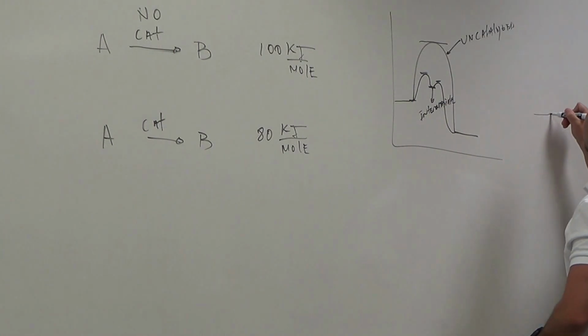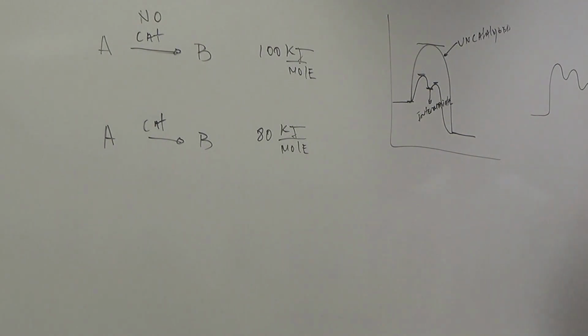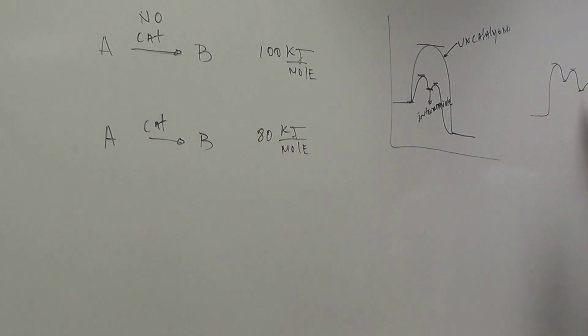So if you have one that looks like this, how many intermediates does that have? 3. There's one here, and one there. That one's not an intermediate, that's the product. So that has 3 intermediates. How many energy of activations does this thing have? 4. Energy of activation from here to here, that's 1. From here to here, 2. From here to here, 3. From here to here, 4. Very good.